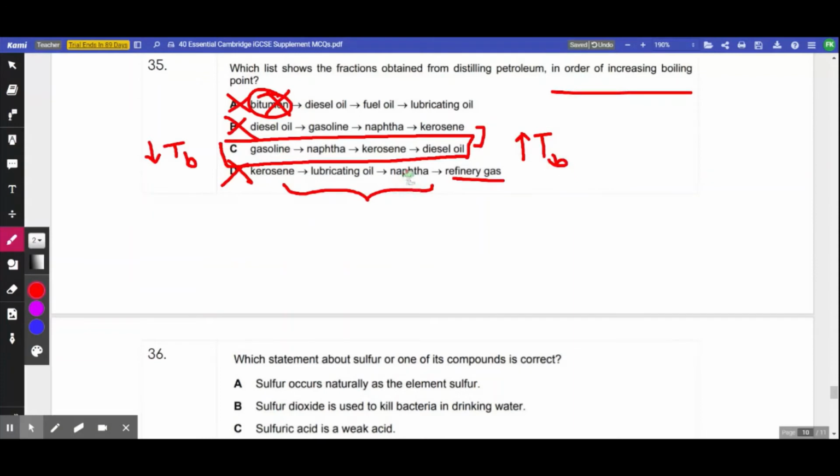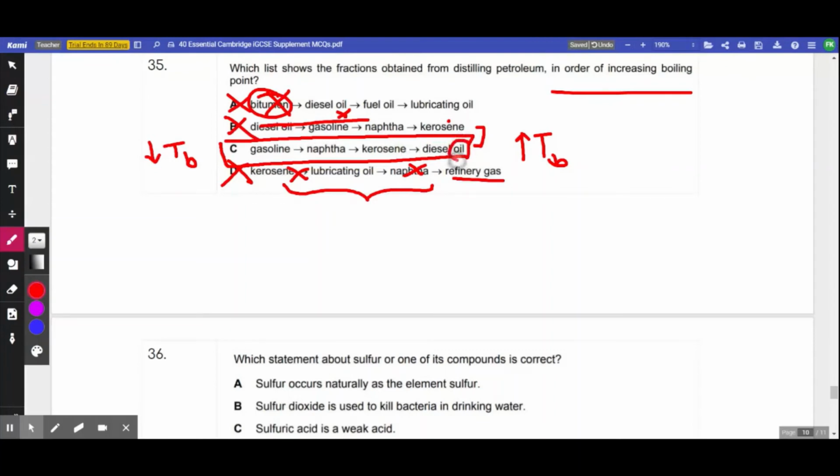So gasoline has a fairly low boiling point. It's petrol. Petrols always seem to have lower boiling points than diesel, which is why this one is wrong. And we've also got naphtha, which is in the wrong place as well. So naphtha should be in a position where it is stated before kerosene, and it's wrong here. And we've also got kerosene here, which is after gasoline, which is absolutely fine. But diesel oil is actually the heaviest one. It's actually the one with the longest molecule.